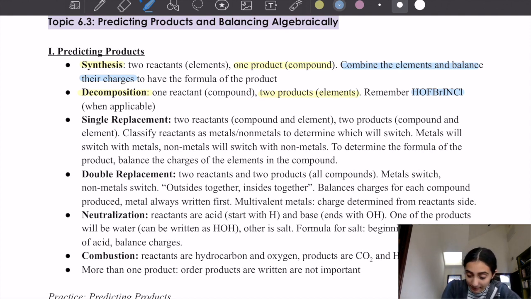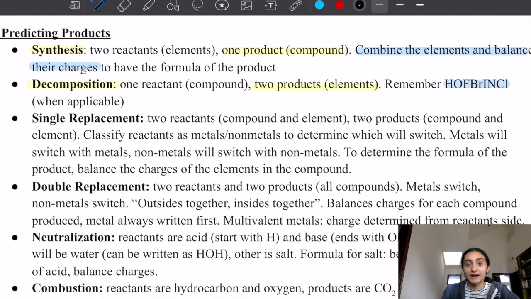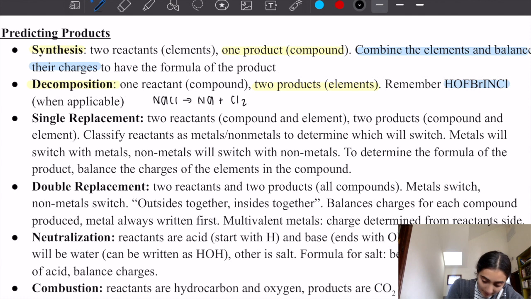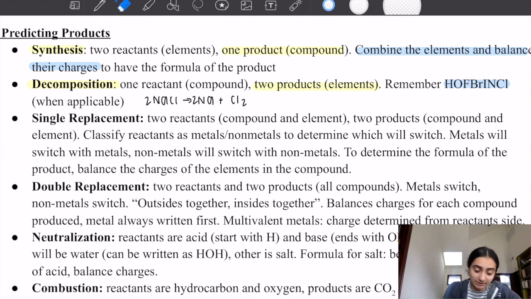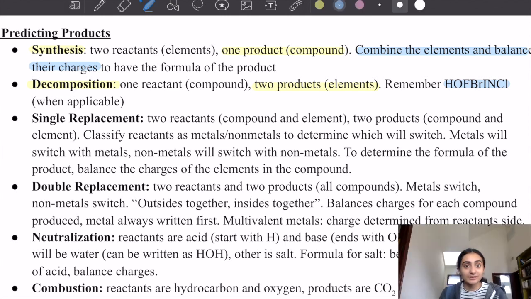And also you want to remember Hoff-Brinkel or Brinkel-Hoff when applicable, because diatomic elements need to be written as like Br2 or Cl2 when they are by themselves. So for instance, if you want to decompose NaCl, that is going to decompose into Na and Cl2 because chlorine is diatomic. You cannot write Na and Cl. And that then changes your balancing because you now have to add a 2 in front of the NaCl and add a coefficient of 2 in front of the sodium.